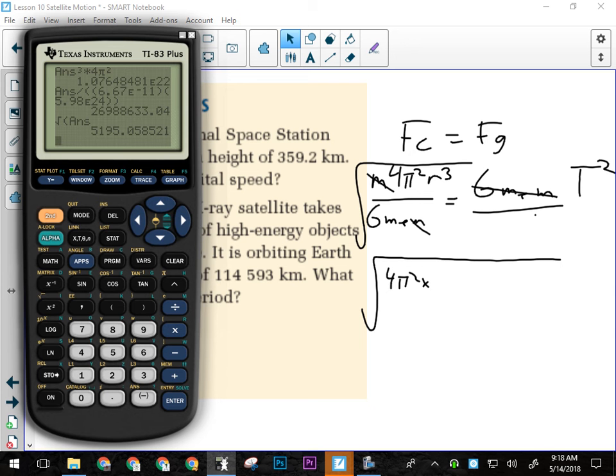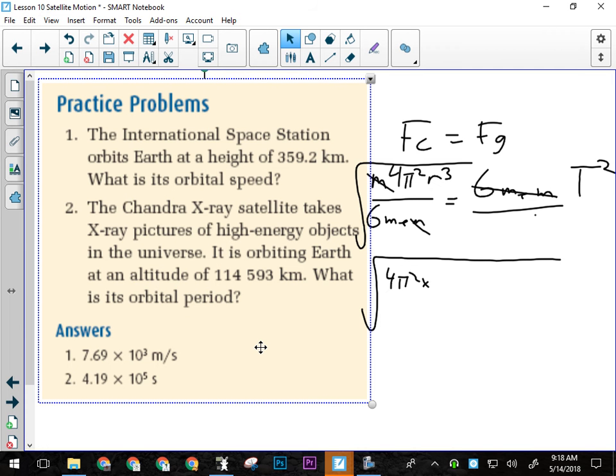5.20 times, actually we have a lot of significant figures here, don't we? No, still only 3, because we use the mass of the Earth, 5.98 times 10 to the 24, which only has 3.